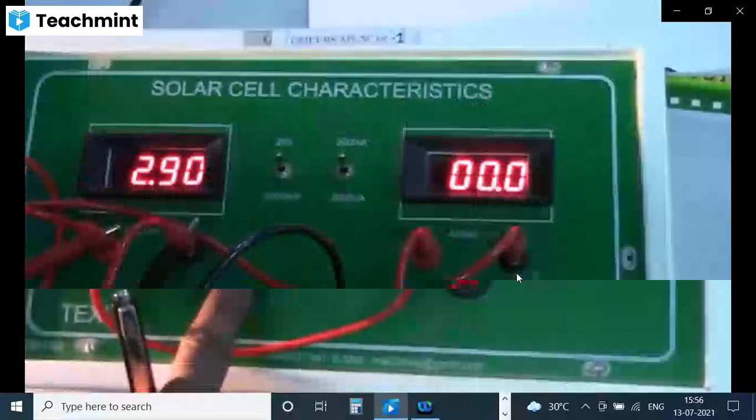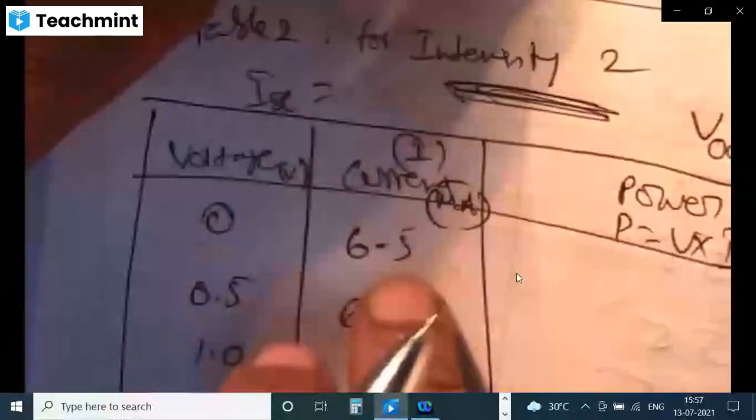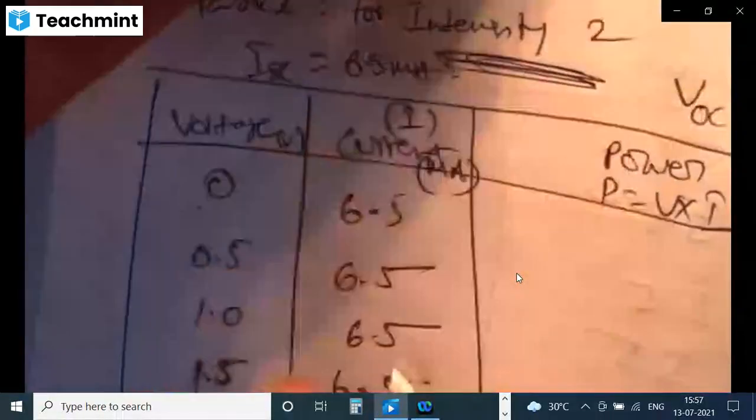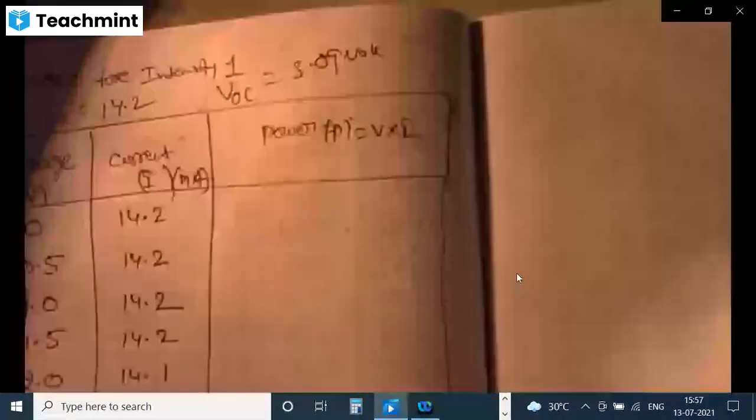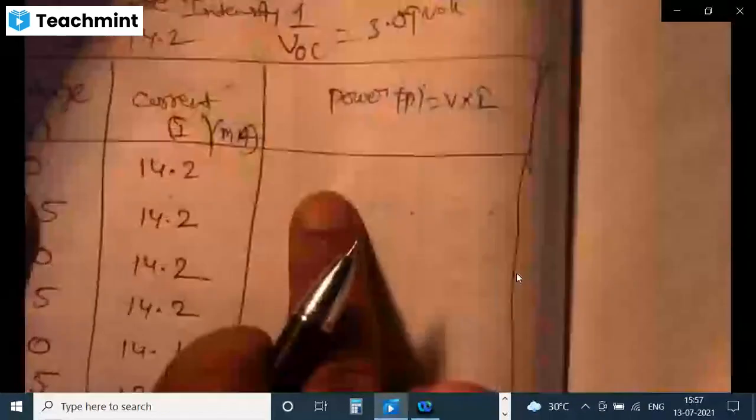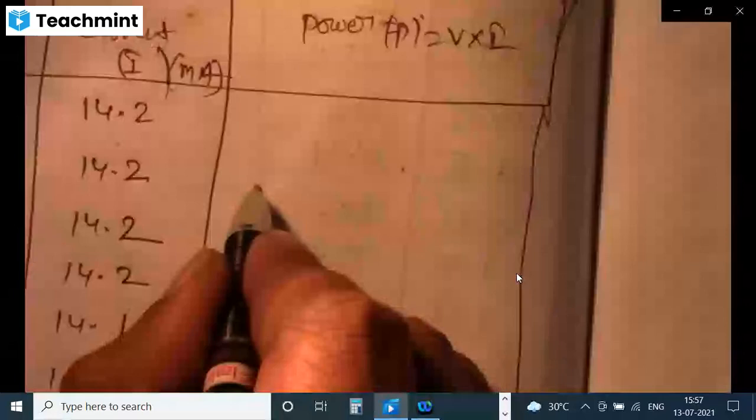So note down here VOC at 2.91 volts and obviously ISC, short circuit current, is the starting current, 6.5 milliamperes. In this way you have to note down the readings, students, and you have to multiply this voltage with current. So how to get power? Multiply voltage with current. For example, 0.5 volts into 14.2 milliamperes.